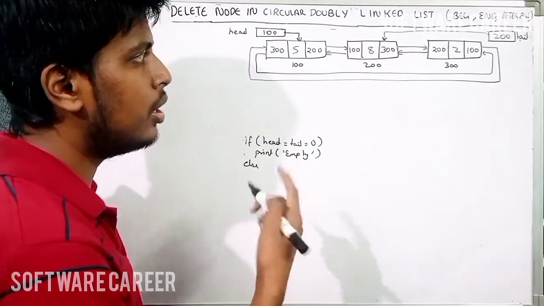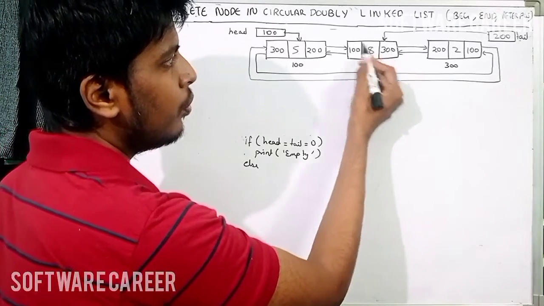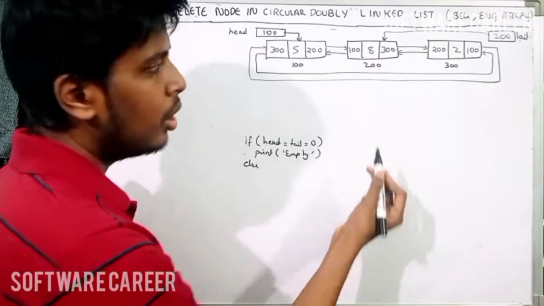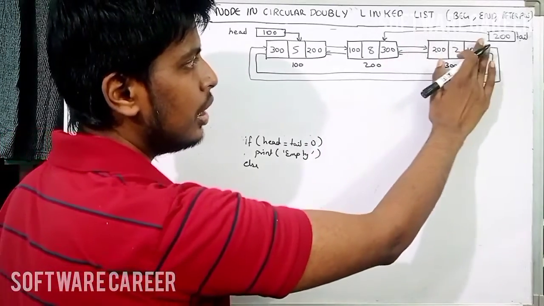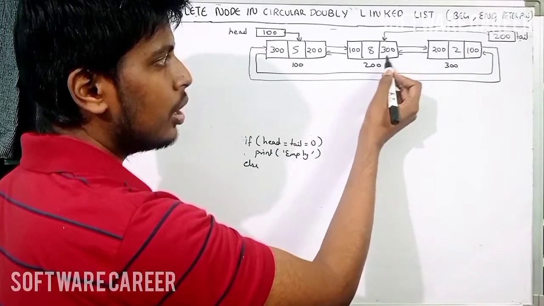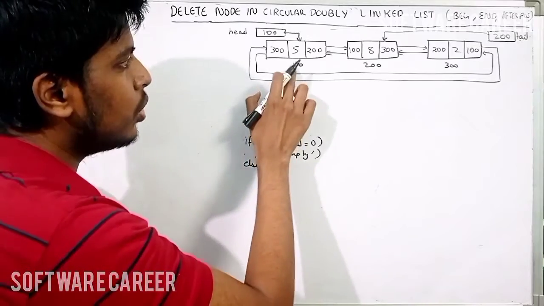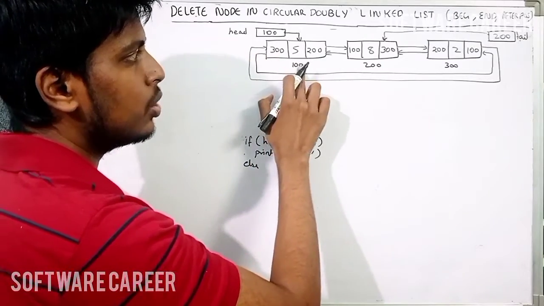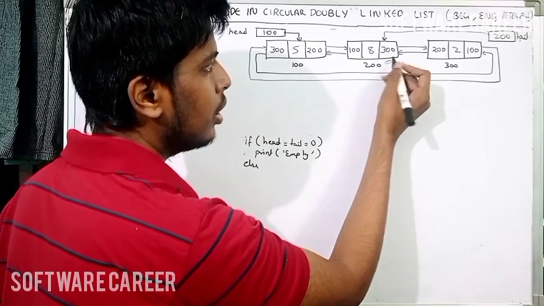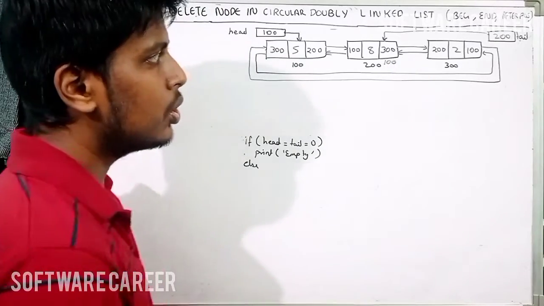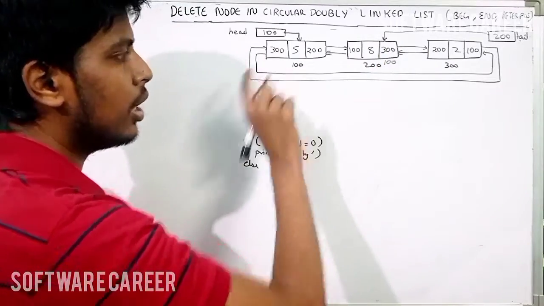Now what other changes? I should make it circular. This is the next pointer of the last node. In this next pointer I should store the address of the next node. If this node is deleted, then the next node of the last node is the first node. The first node's address is 100, so I should store 100 here. So I am updating here, writing 100. This link will get cancelled and this pointer is pointing to address 100.